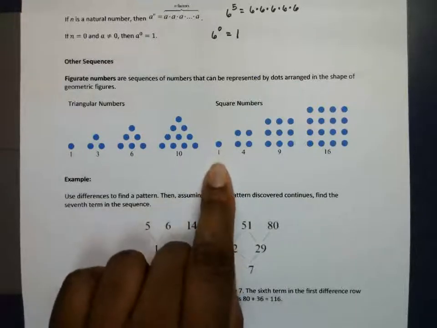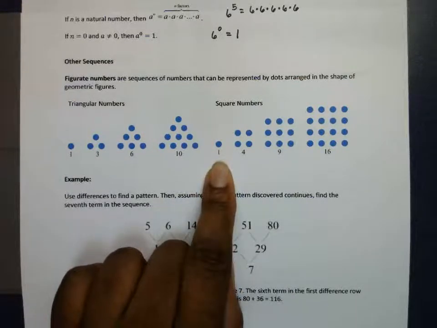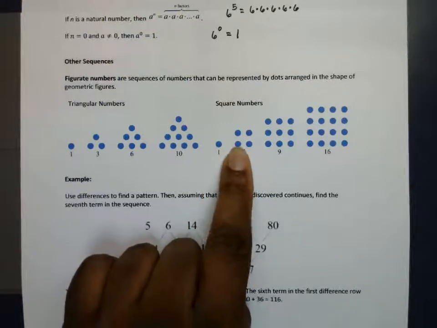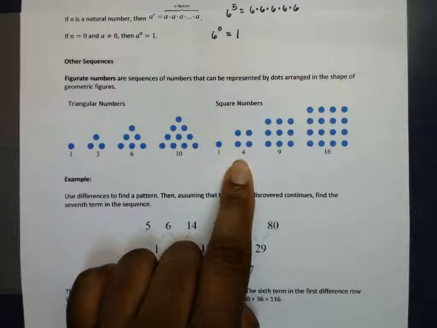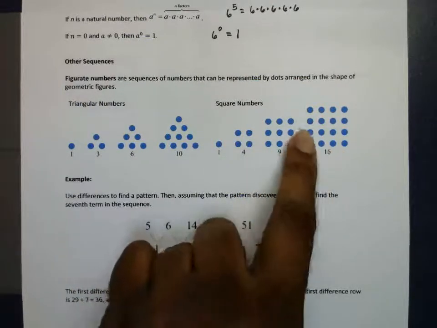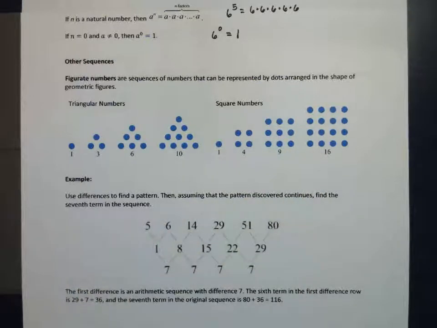Okay. So you can see here that this bottom row of dots are increasing by 1. Same holds true for square numbers as well. We've only got 1 dot here and then 4 dots. That means 2 rows of 2 dots. And then 3 rows of 3 dots. 4 rows of 4 dots.